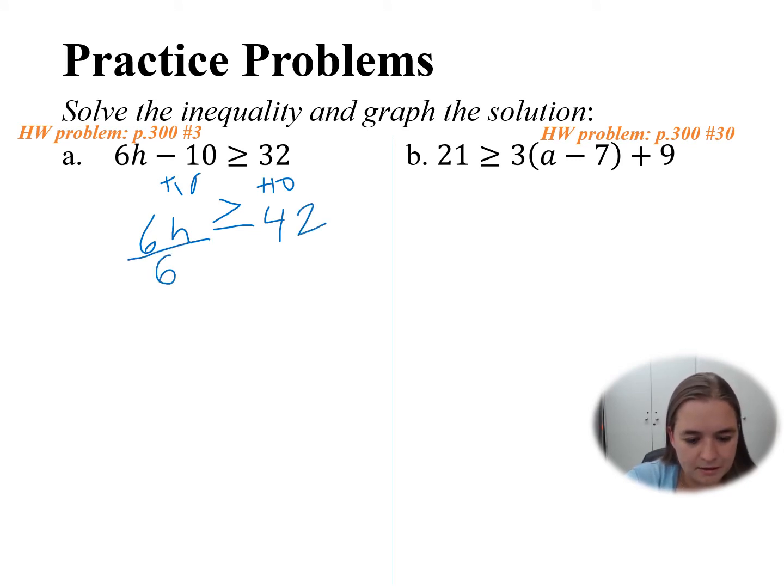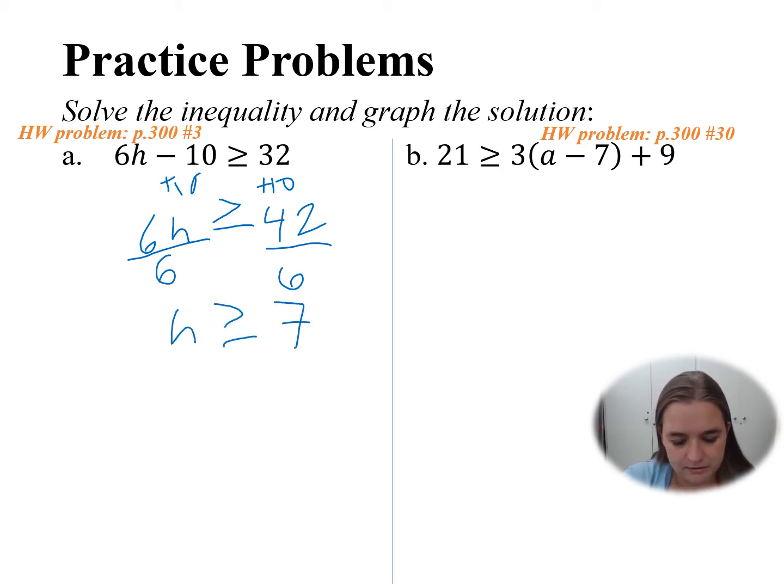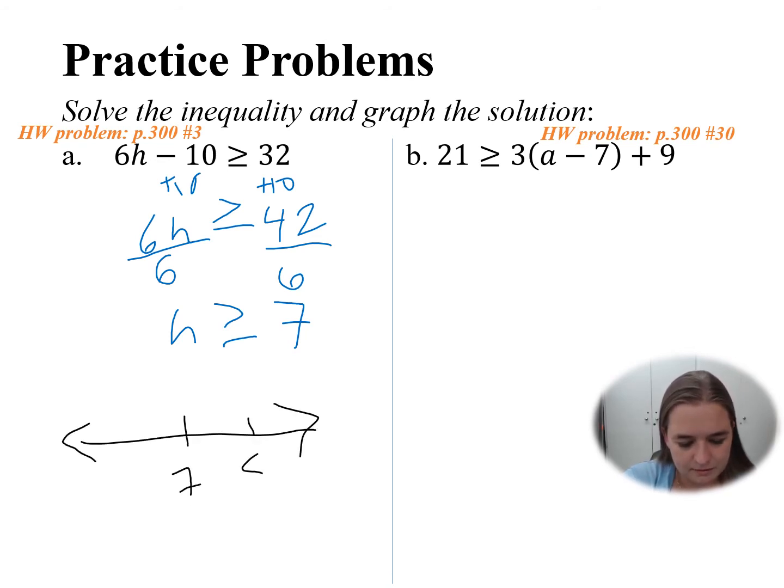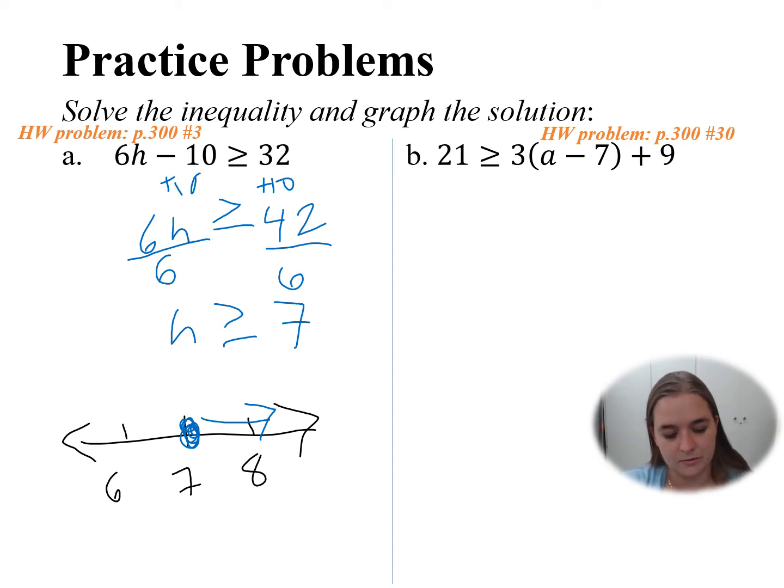To get h by itself, I divide both sides by 6. Again, using my rules, it's a positive number that I'm dividing by, so I don't change my sign. So I get h is greater than or equal to 7. Build a number line, centered on 7. Because I see that I have that or equals to piece, I have a closed circle at 7, and I want to point to where h is greater than or equal to. If I plug in a sample value to check, I get 8 greater than 7. Yes, so that's the side that gets shaded.